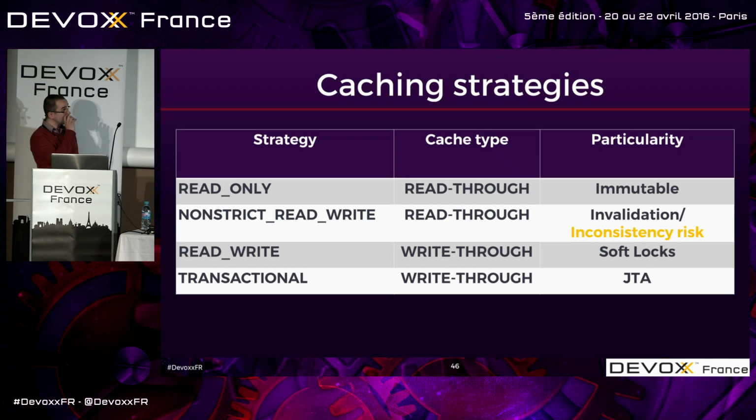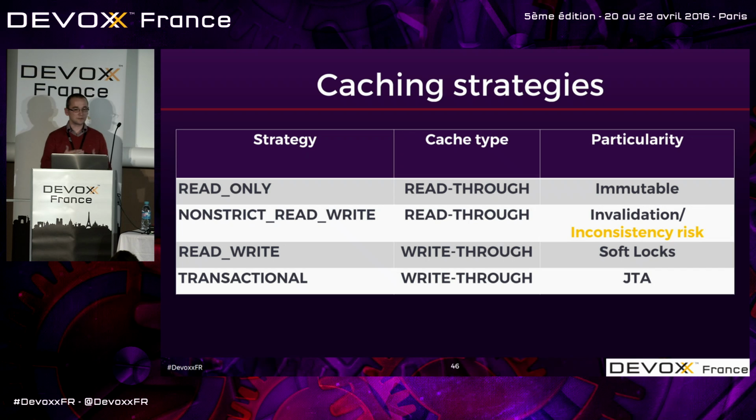This one, the read-write and transactional are write-through, which means that once I update an entity, it's going to be automatically propagated to the cache. The non-strict read-write, for instance, is a read-through, so it works with invalidation. If I change an entity, it's going to just invalidate the entry from the cache, and the next time I'm going to read that entity, I'm going to hit the database.